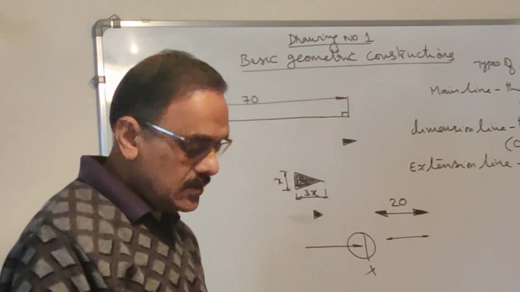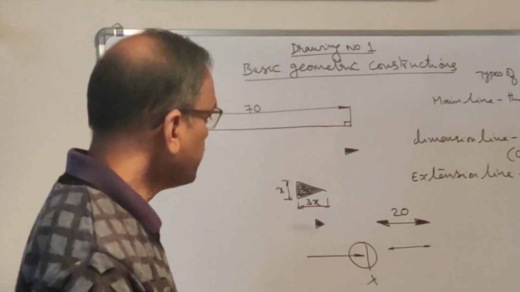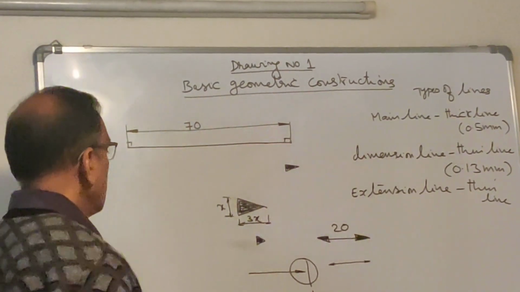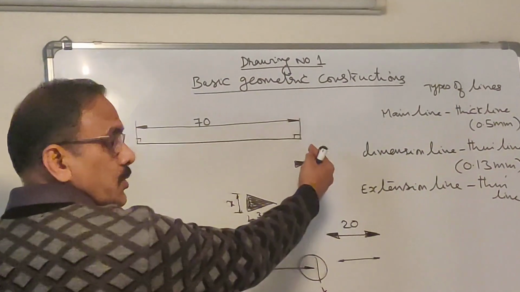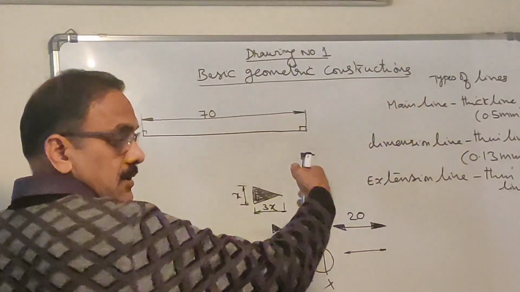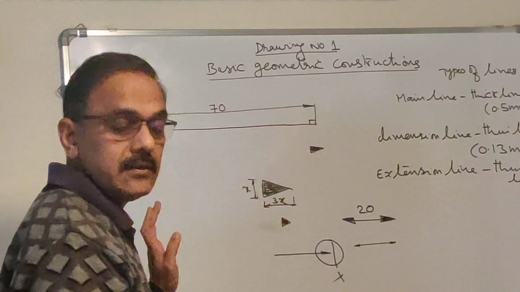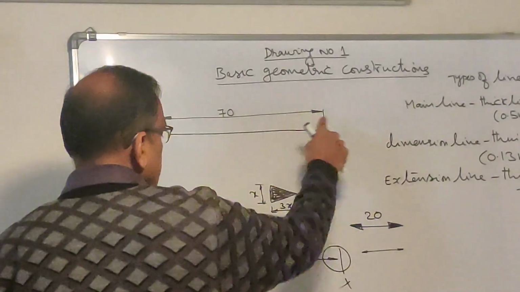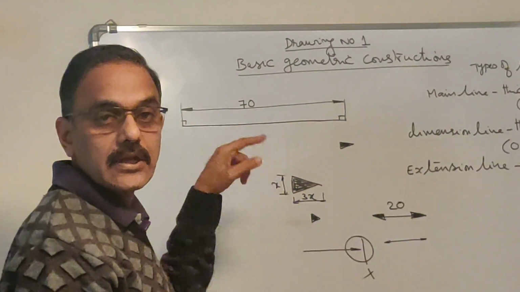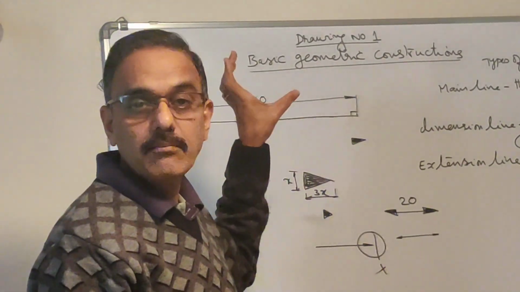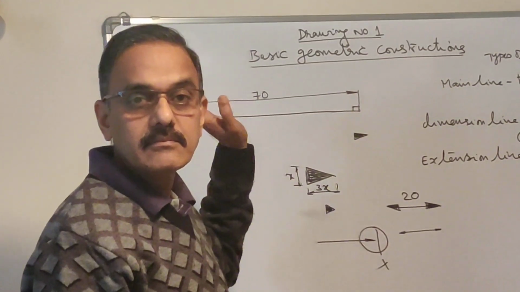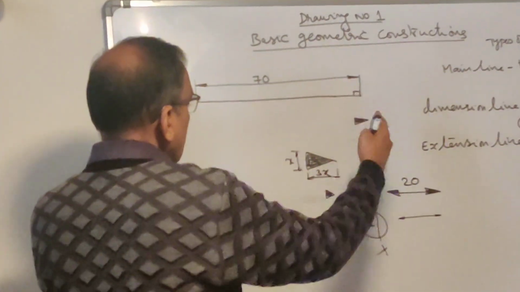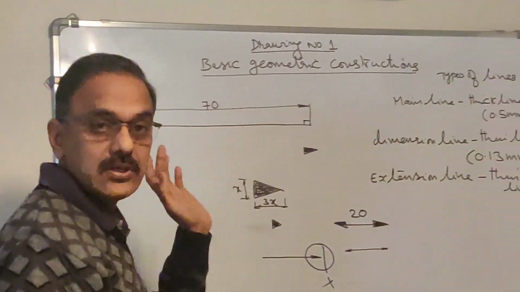Okay? So what all I have told you so far regarding the dimensioning? If this is the main line, you have got 2 tips. At each tip you have drawn an extension line perpendicular to the main line. Then you have drawn a dimension line exactly parallel to the main line, making sure the gap is maintained minimum 5 mm. And then the extension lines and of course the dimension line both are made thin.